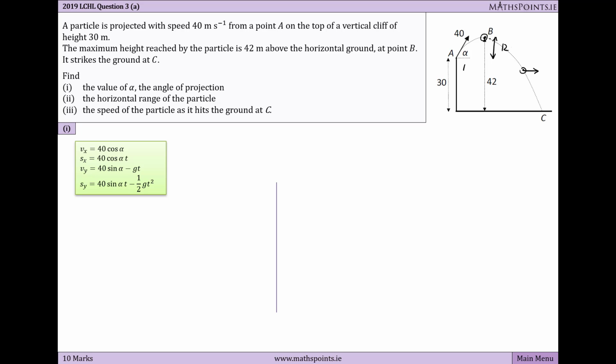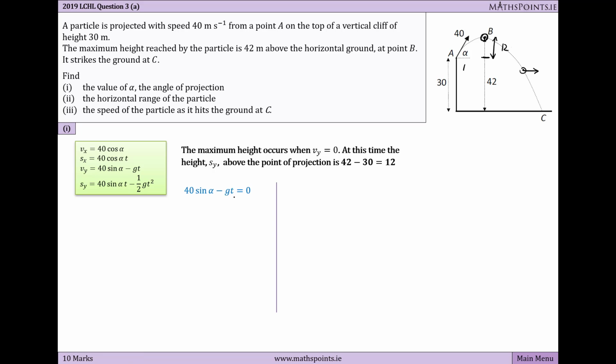So we're going to find the time at which this maximum height occurred. The time at which the maximum height occurred is where the vertical velocity is equal to 0. So we're going to let v of y equal 0, and then sub this time into the vertical height formula, s of y, and let that equal 12. We know that at that particular time, when the maximum height was achieved, the particle was 12 meters above the point of projection. So we're going to let 40 sine alpha minus g t equal 0.